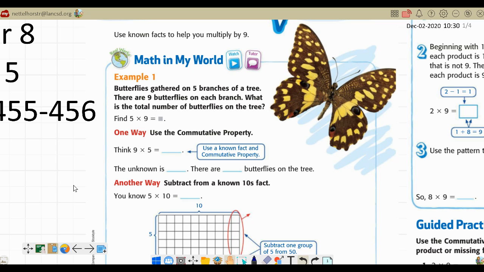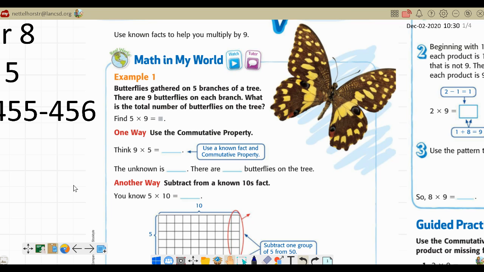Okay. So now I'm going to read it with the numbers. Butterflies gathered on 5 branches of a tree. There are 9 butterflies on each branch. Okay, so now my tree has 5 branches, not just a random number of branches. And I can see on each branch that there are 9 butterflies. So every single branch has 9 butterflies on it.